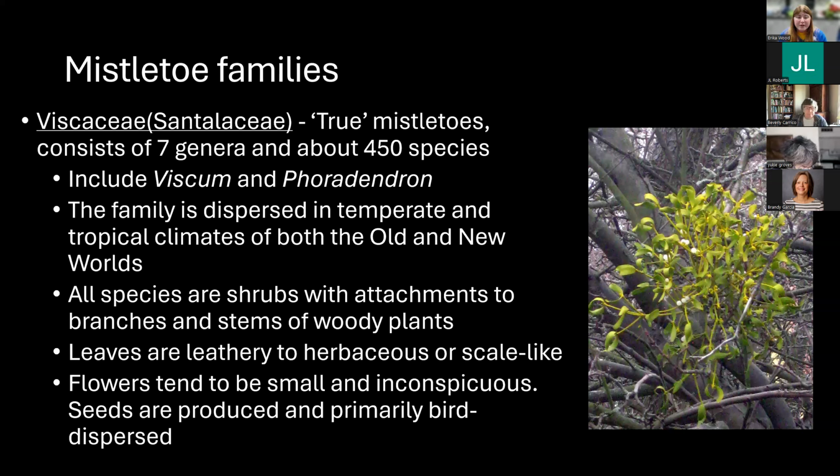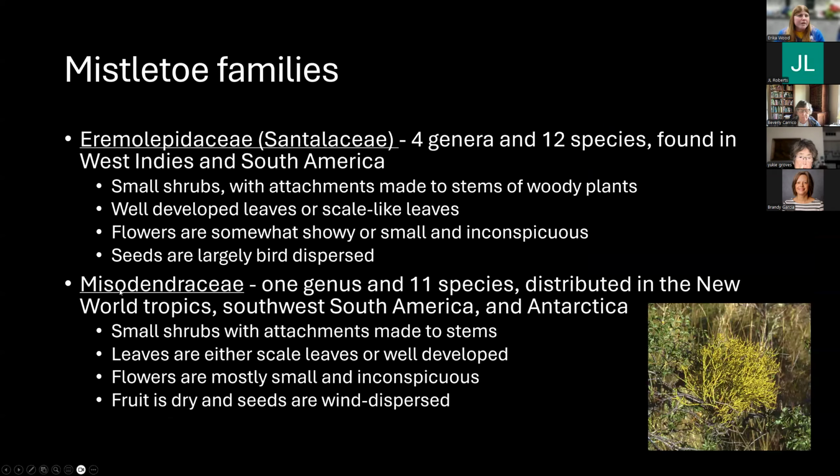Very much the same. They act almost like a shrub-like nature where they have the haustorium that attaches to the host tree of woody plants. Now, the leaves on them could be either leathery, herbaceous, or scale-like in nature. So they're not all completely evergreen. But with this, unlike the previous family, the flowers tend to be pretty small and inconspicuous. And as I had mentioned, the seeds are still bird dispersed. And we're going to talk about both of these genera, the Viscum and the Phoradendron, in a minute. So just stay tuned with that. All right.